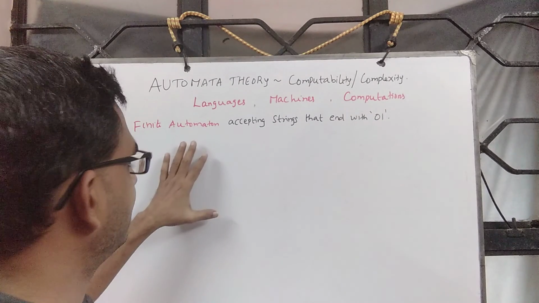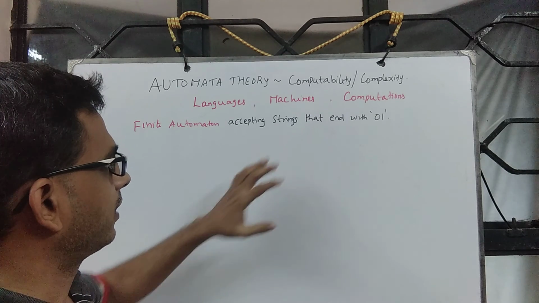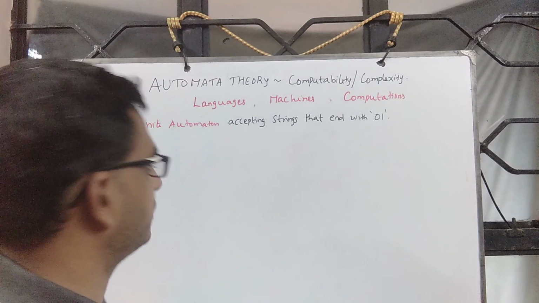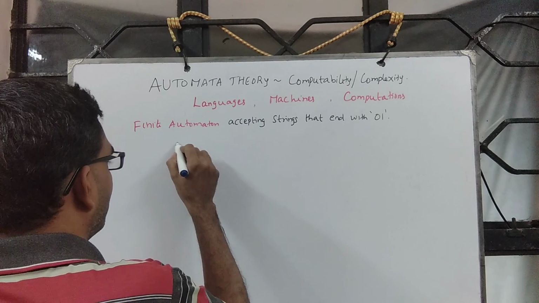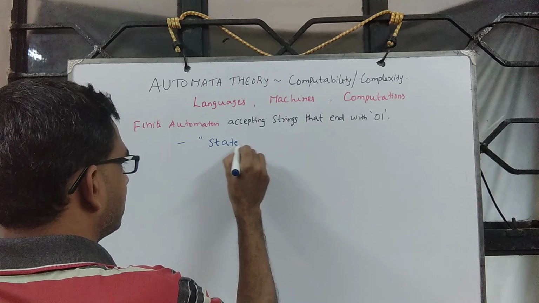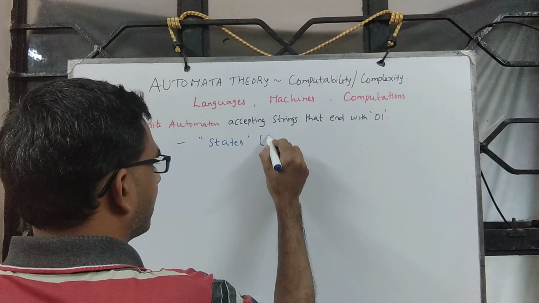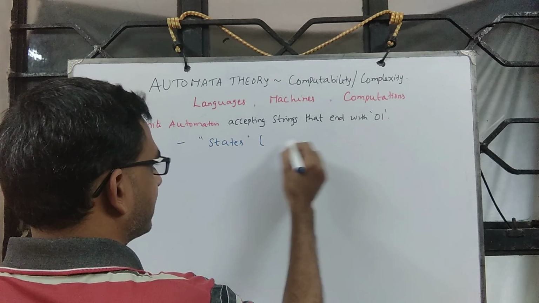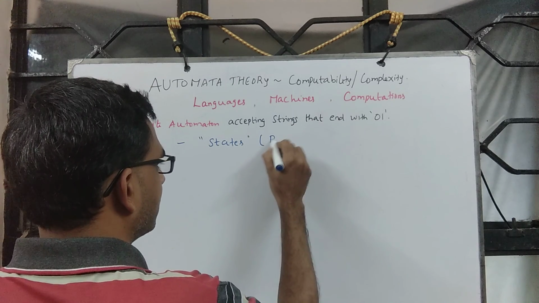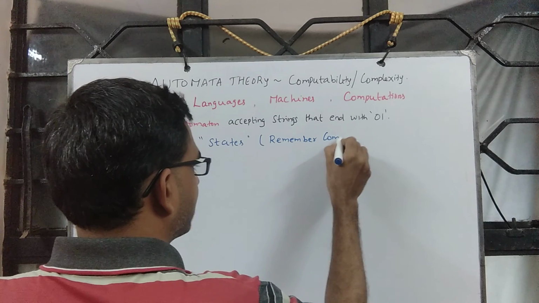Let's continue our discussion on constructing a finite automaton that accepts strings ending with 01. Remember, we use states using which we remember the partial computation or intermediate computation and so on. So states remember computations.